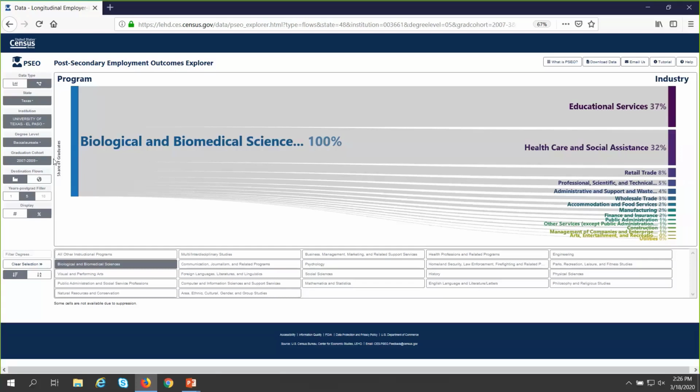Yeah, hi there. I noticed under the graduation cohort, the most recent year is 2015. Is there any timeline to get more recent graduates at this point, or is it going to remain that year as the final year?